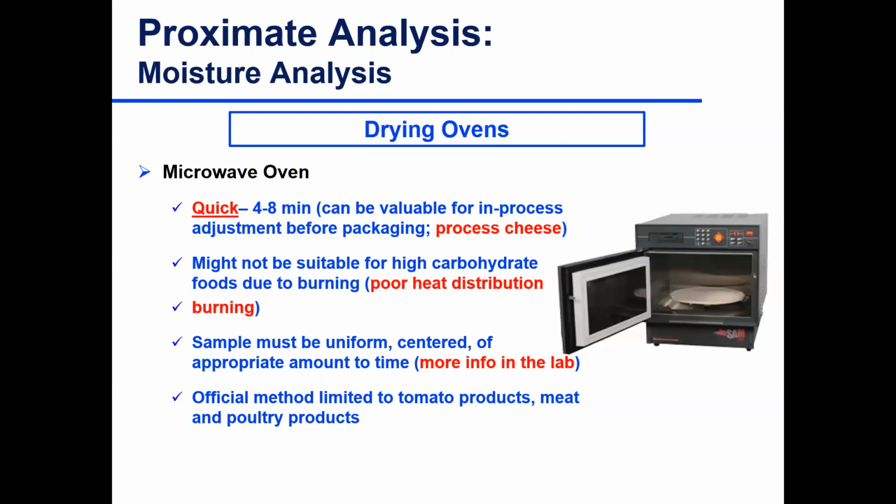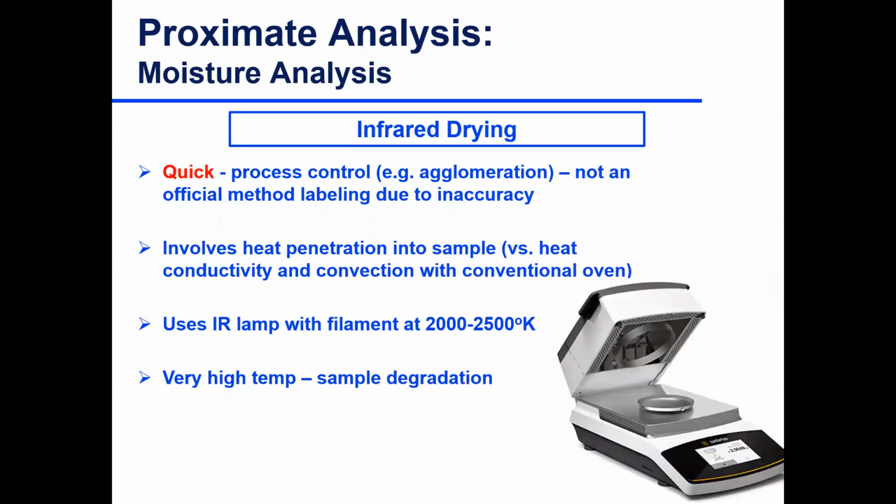It is an official method for some products, tomato products, meat and poultry, but in general, it isn't an official method. The drying oven and vacuum oven, the first two types, are official methods very generally. Microwave is much faster, has a purpose. Let's get a quick determination. Are we going the way we think we should? And again, certain products it works well for. So our whole goal, right, is to evaporate water. That's what we're doing in each of these cases.